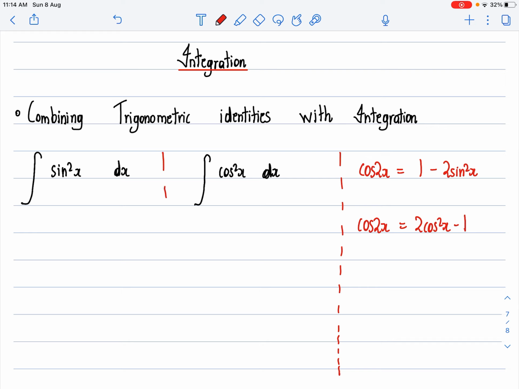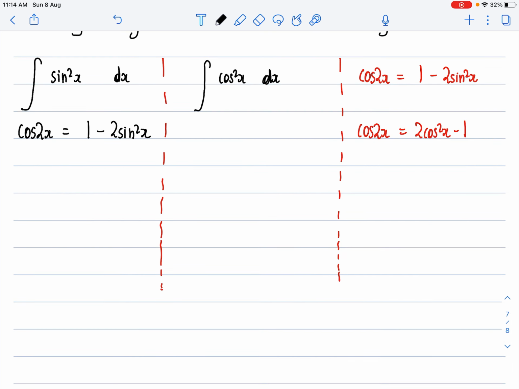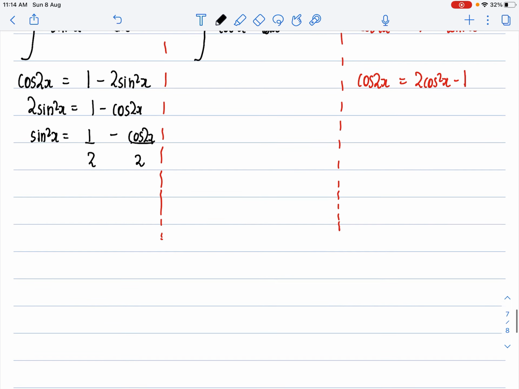So now basically what you can do is to integrate sine square x, you can use the identity that states cos 2x is equal to 1 minus 2 sine square x. Here what you can do is you can make sine square x the subject of the formula. So I get 2 sine square x, which is equal to 1 minus cos 2x first. Then I can write my sine square x as 1 over 2 minus cos 2x over 2. Correct? When I take 2 down.